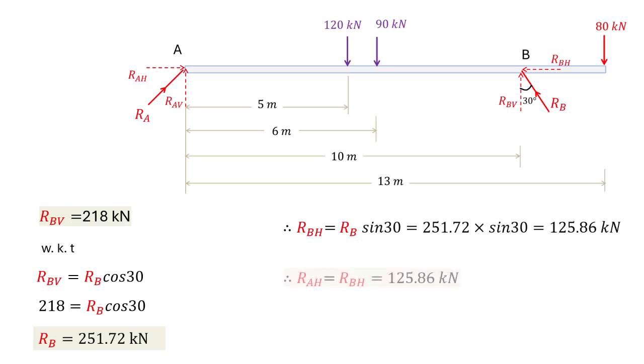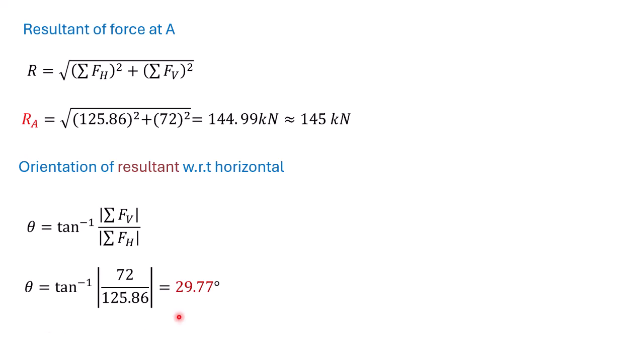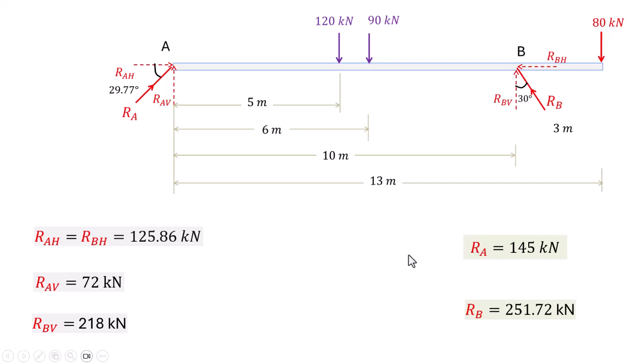Hence, the reactive horizontal components at A and B are equal, 125.86 kilonewton. Next, we find the resultant force at A. In order to do that, these are the complete steps, and we also find the orientation with the horizontal. After solving, we get 29.77. This is shown diagrammatically. So these are the final support reactions, and with this, the problem is completed.